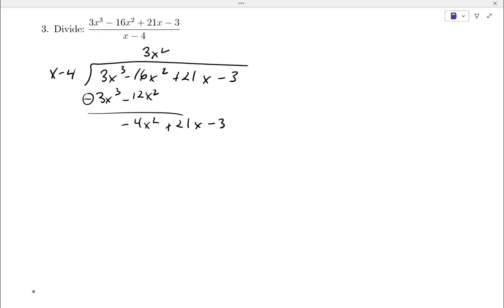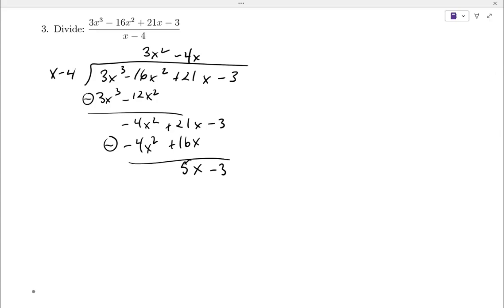Yeah. What's next? What do we look at next? Yeah, we need the negative 4x squared. So what do we need to multiply the x by to get negative 4x squared? Yep, negative 4x, good. Multiply that through, we get negative 4x squared plus 16x. Subtract, we get good, 5x, and then bring down the minus 3.